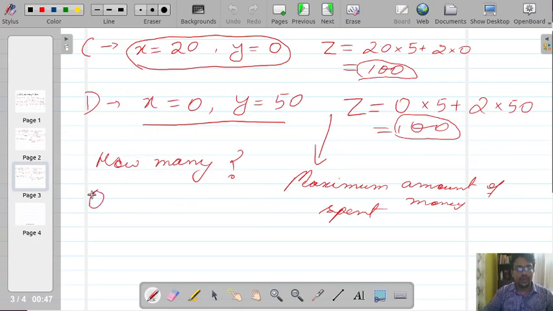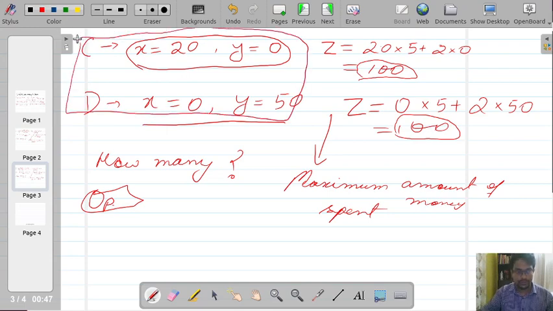So in the language of LPP, we call such a solution where the maximum amount of money has been spent, or maximum value of z has been obtained, an optimal solution. This is one example. When we do the problems, you will see that this may not be exactly the optimal solution. It depends. Not only reaching the maximum value of z will give us the optimal solution. There are some more criteria which need to be fulfilled. But for the time being, let's just see that obtaining the maximum value of z will give us an optimal solution.